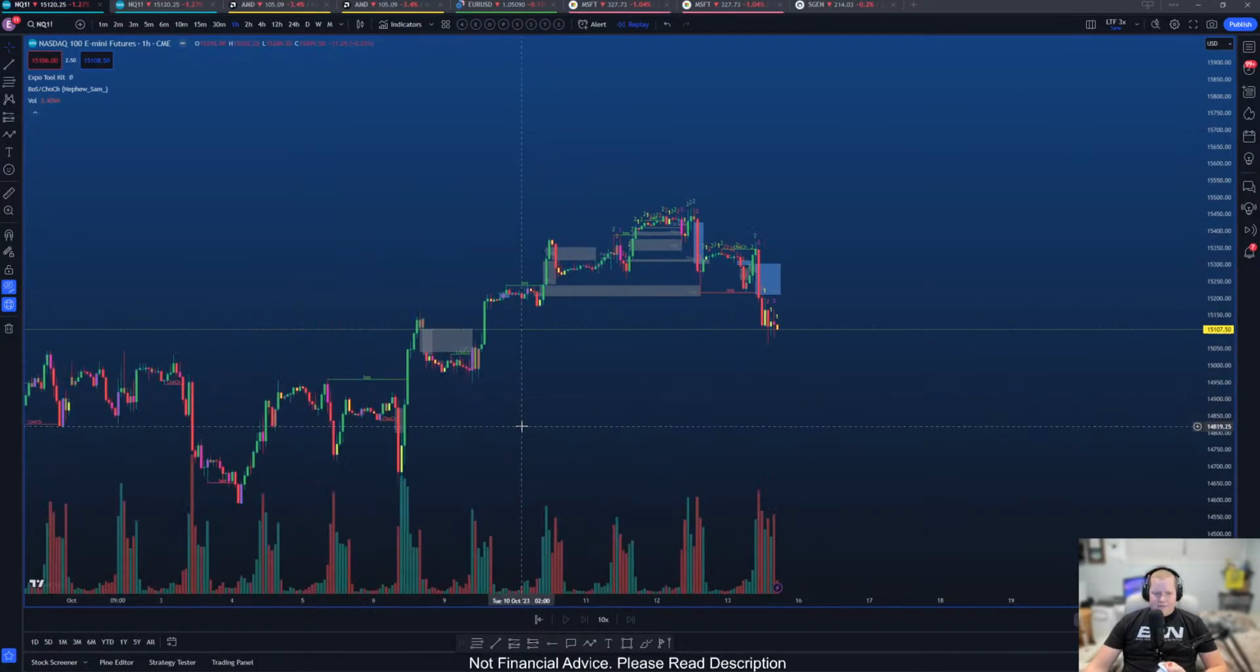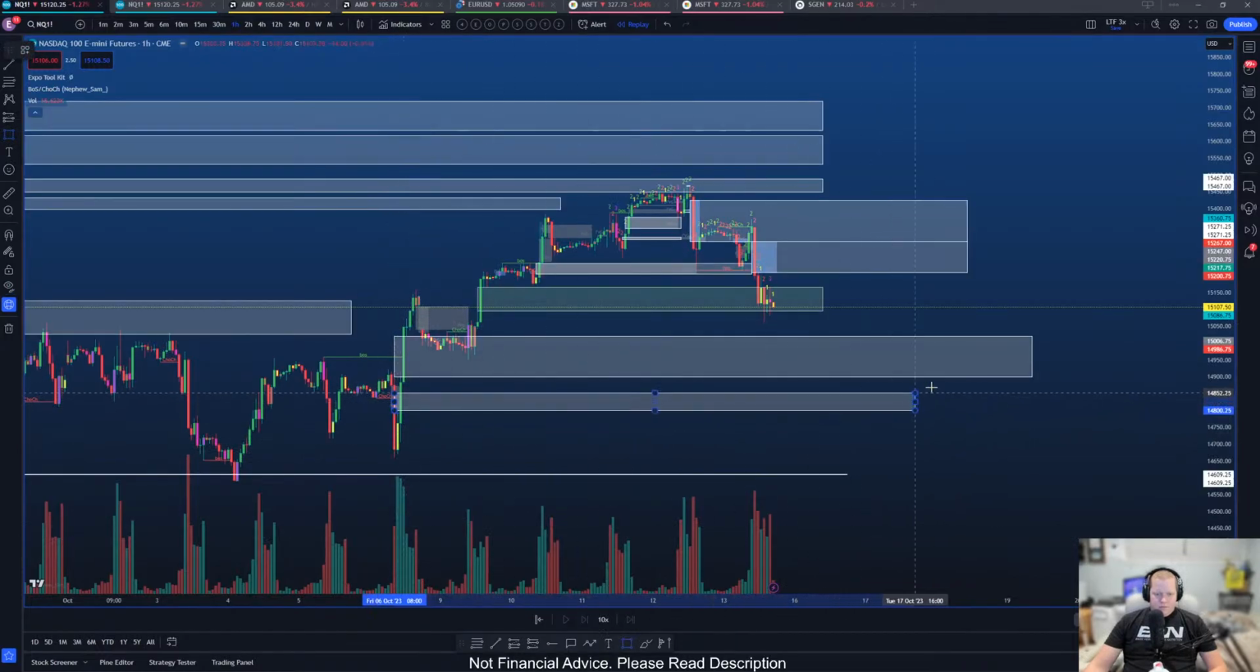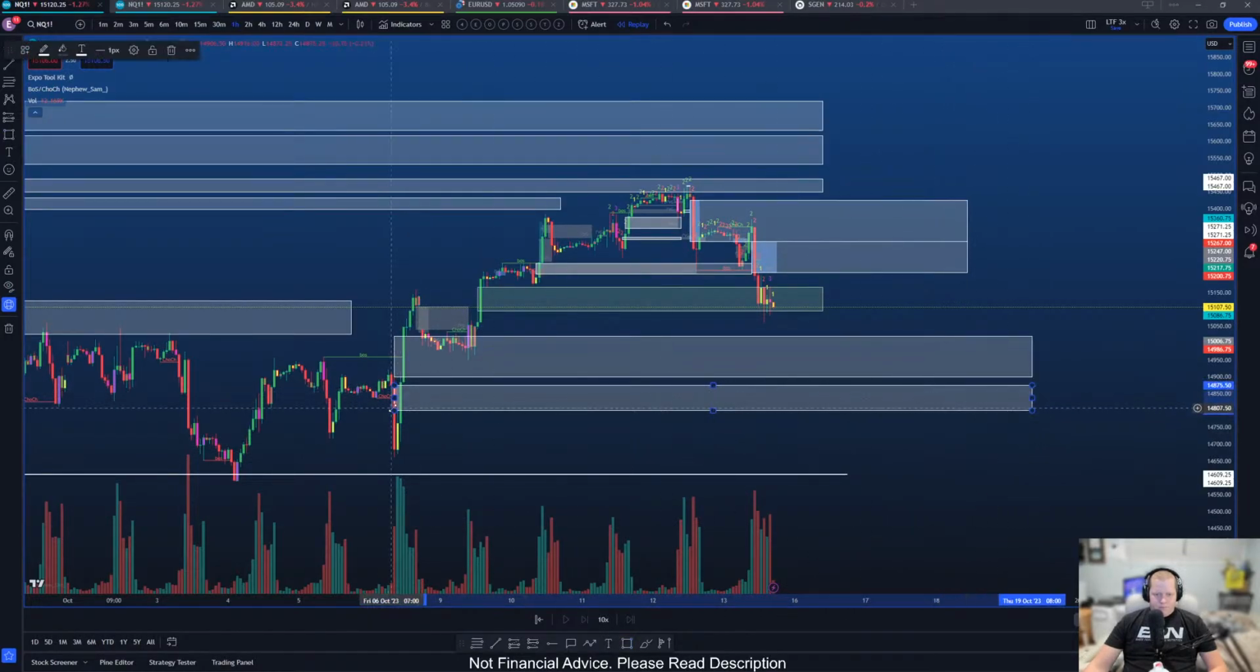Paper said last Friday. Oh, way down here. Yeah, the one that I marked probably. This zone. Yeah, I'd like to see us go there and then go for a longer trade long.